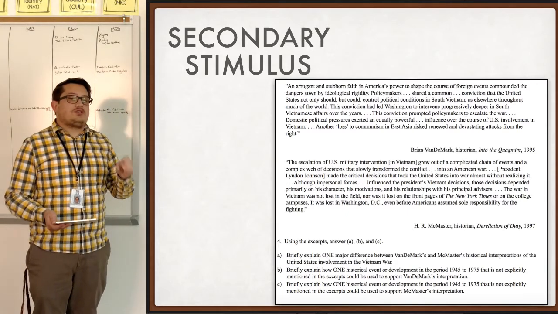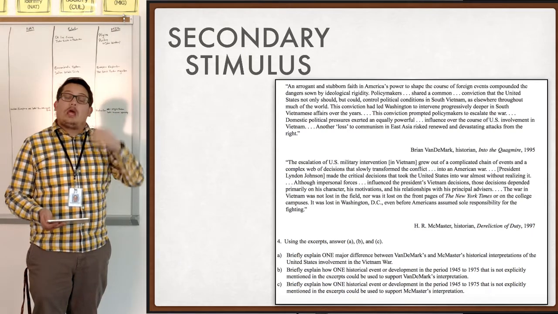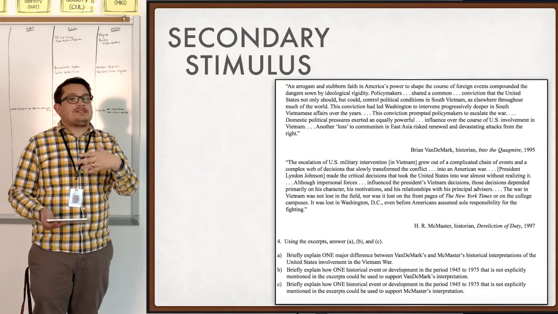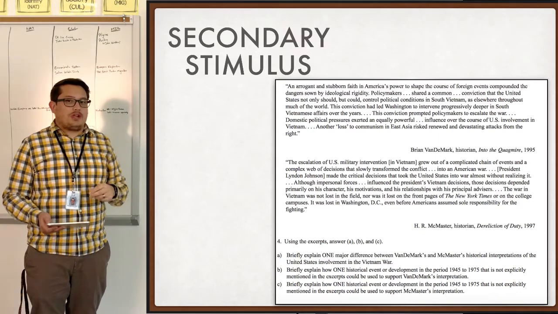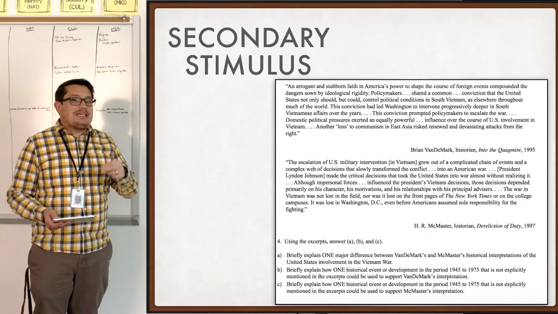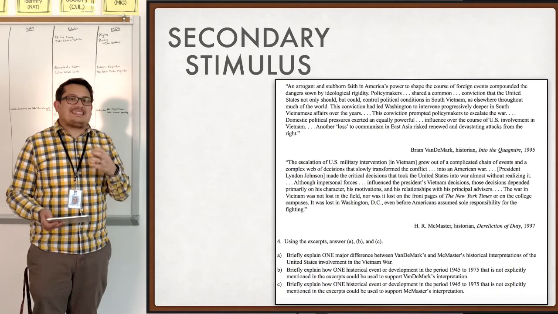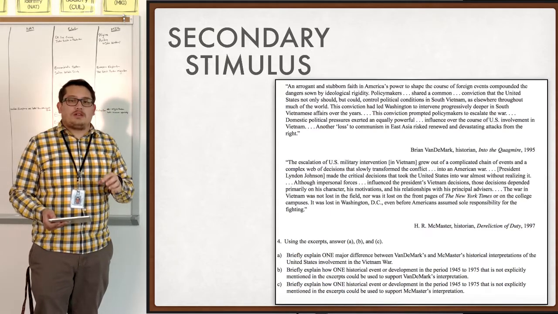If you see these dueling historians, you need to think they don't agree with each other. Why would they give you 2 documents saying the same thing when they can give you 2 documents where people don't agree with each other? That's the secondary stimulus. This one is the hardest of all the rest because this is a skill that you probably haven't used before. So we will focus some on this.